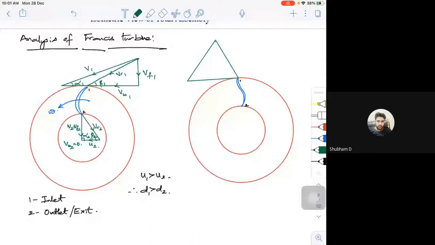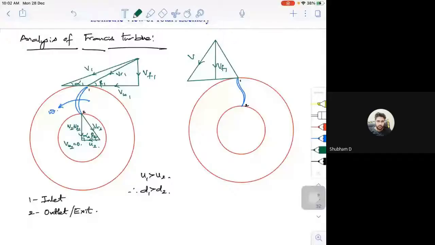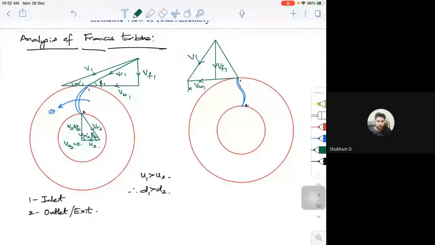Yeah. So here I have a triangle something like this. I'll draw it and show you why it is so. This will be my VF1, this will be my V1, and I have a VW1. In this sense, your turbine is rotating in this direction, and this is my VR1.